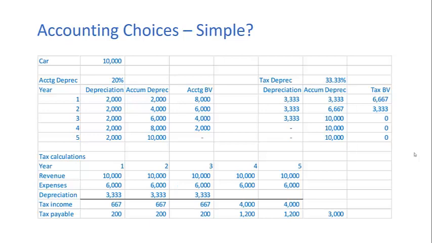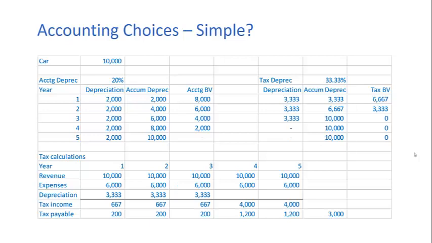So you can see that our accounting and our tax expenses are different, and that gives rise to differences in the future. Quite obviously, if we recognise more tax expense early, we recognise less later on, and that's the whole issue of tax effect accounting.